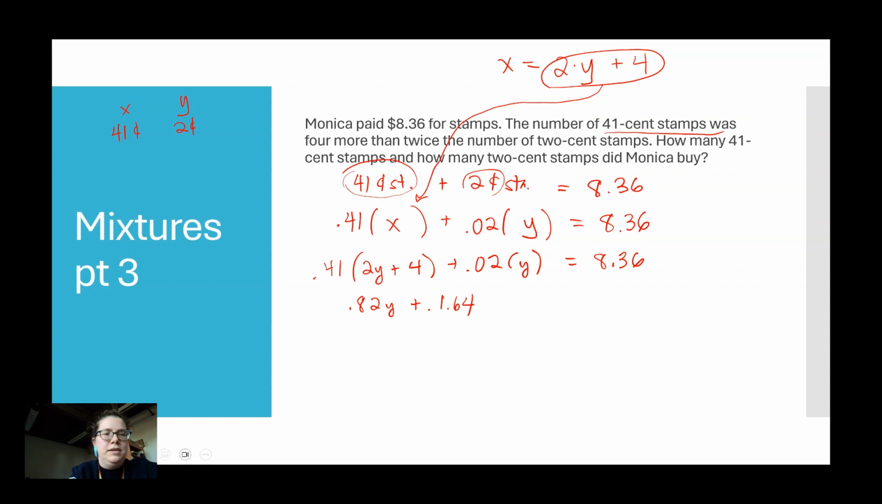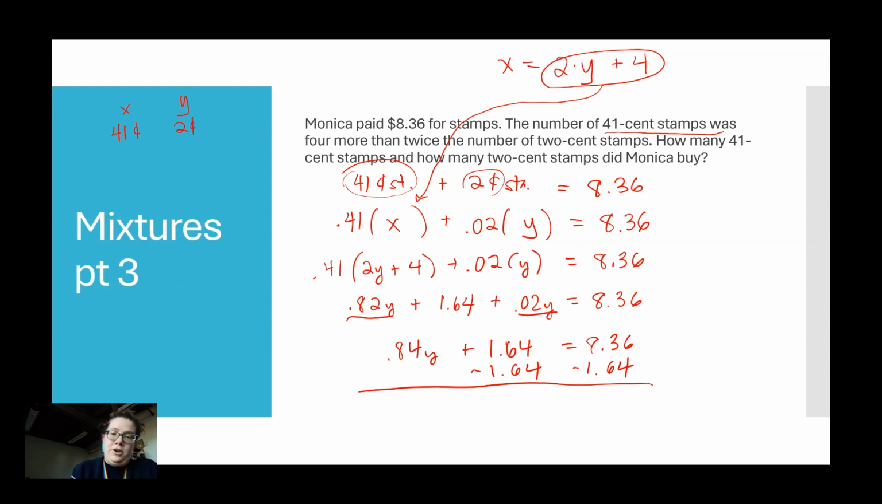Gotta lose that decimal point. We're going to combine like terms. We're going to subtract 164 on both sides. We are going to have a number.